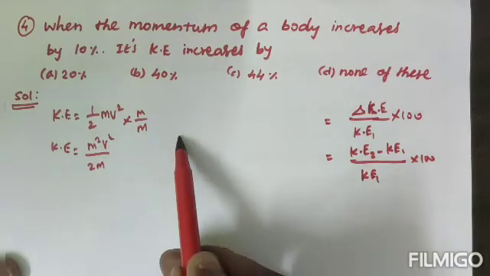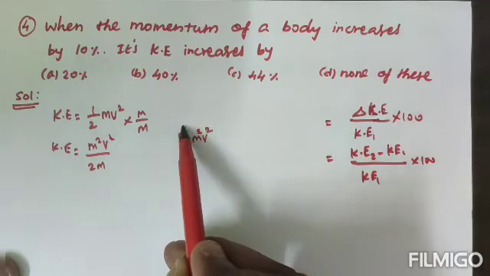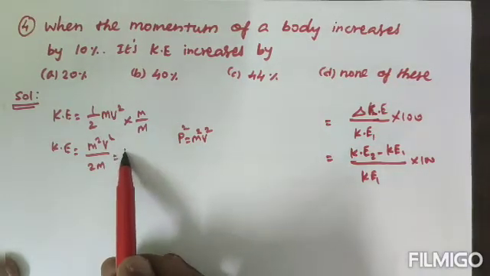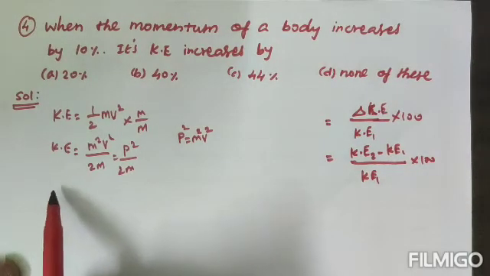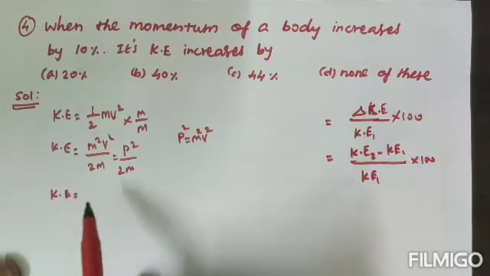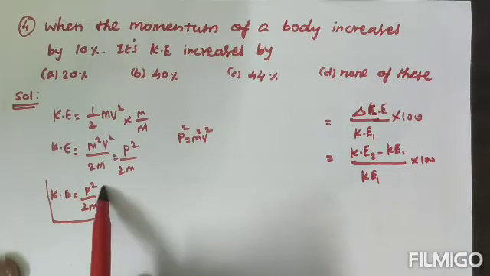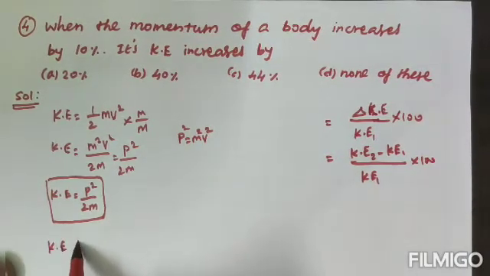Okay, so we know that momentum P is equal to mv. So m squared v squared we can write as p squared, momentum squared, divided by 2m. So the relationship between kinetic energy and momentum is that kinetic energy is equal to momentum squared divided by 2m. This is one of the important formulas. Here the mass is constant, so generally the kinetic energy is directly proportional to the momentum squared.